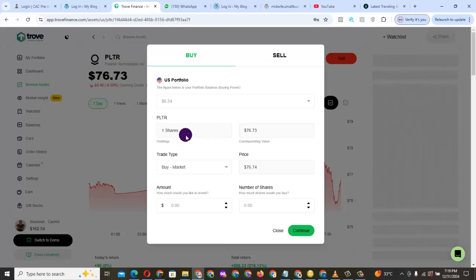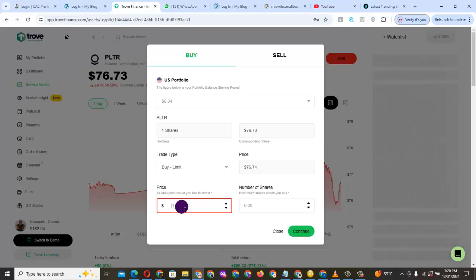And for you to use the limit option, this is where you see the limit option here: buy market, buy limit. Buy market means that you are buying it at the price that it is right now. You don't want to manipulate the price. But if you are buying by limit, it means you will be the one to decide at what price the stock would be before you enter. And once it touches your limit price, it will trigger immediately.